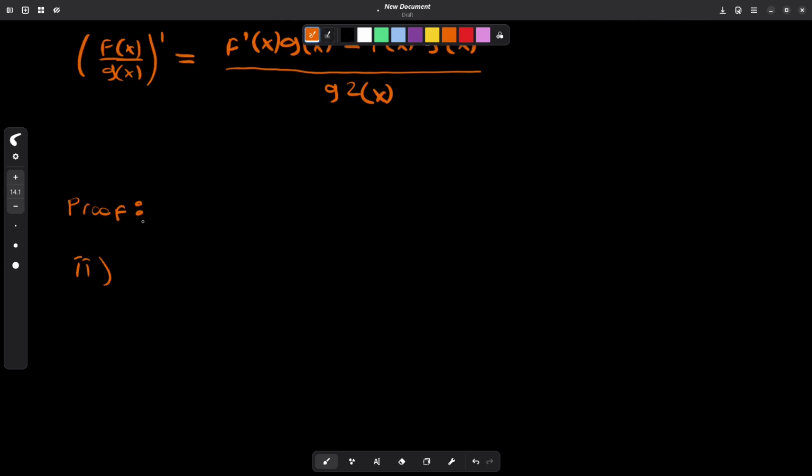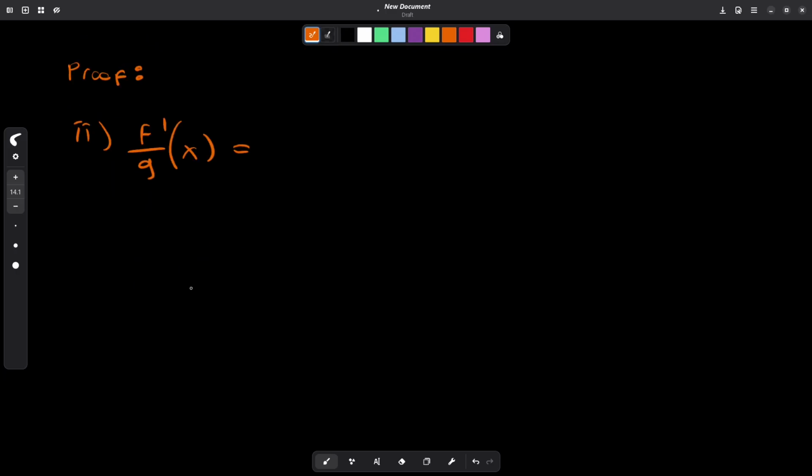Now, for the proof for f over g(x), right? The derivative of this is equal to something. Let's see what it's equal to. I'm going to write my limit definition as usual. f(x+h) minus f(x), and this is over h. This is the definition for f'(x), right? But instead of f'(x), we have (f over g)'(x).